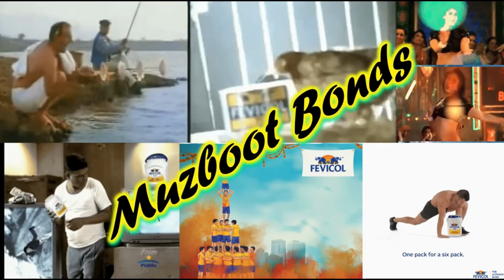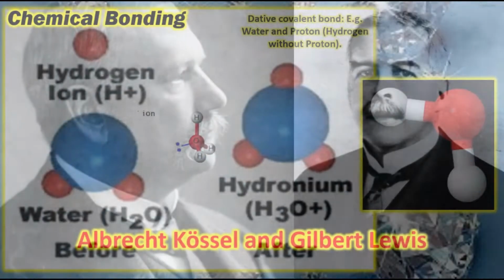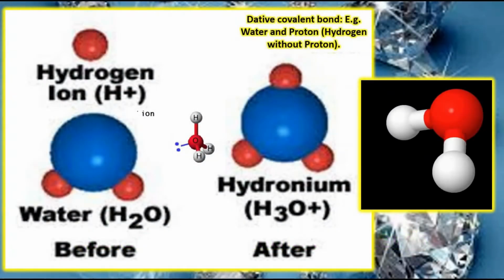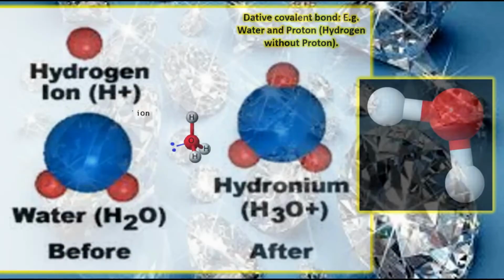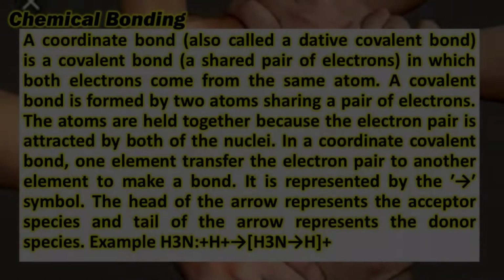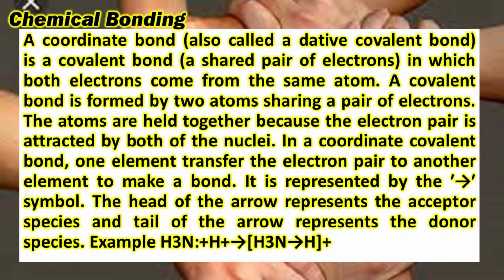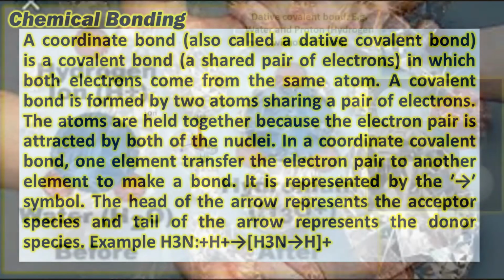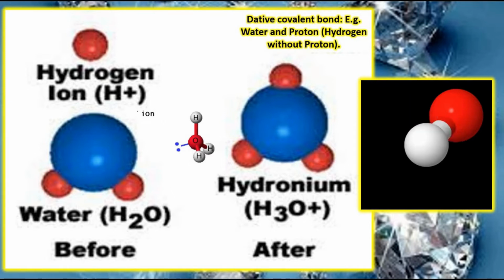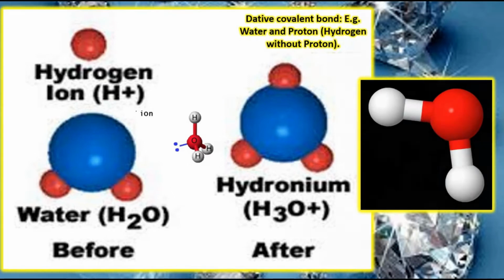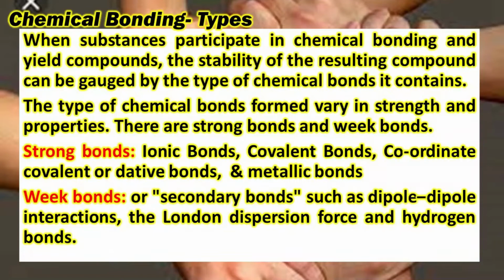One element transfers the electron pair to the other element to make a bond. It is represented by an arrow. The head of the arrow represents the acceptor and the tail of the arrow represents the donor. The best example for a coordinate bond or dative bond is the formation of the hydronium ion, where the bonding occurs between a water molecule and a proton. A proton is nothing but a hydrogen atom without the electron.